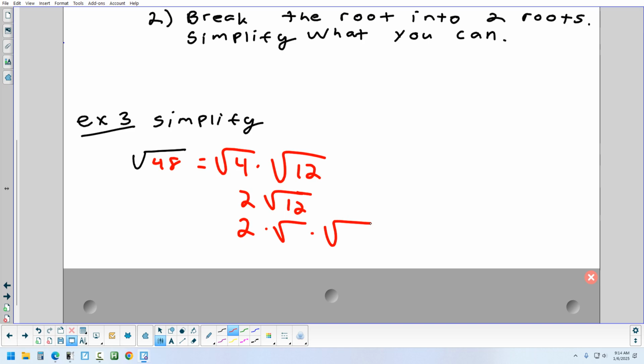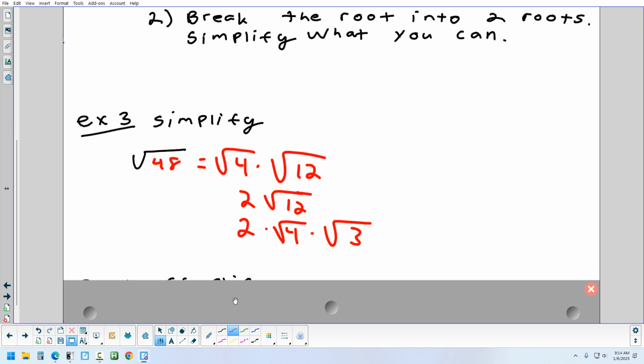How can we break up 12? So it's a product of 2 numbers, and one of them is a perfect square. 4 times 3. Yep, we can do 4 times 3. Now simplify what you have in front. What's the square root of 4? 2. 2 times another 2. 4. That is as simplified as you can get.